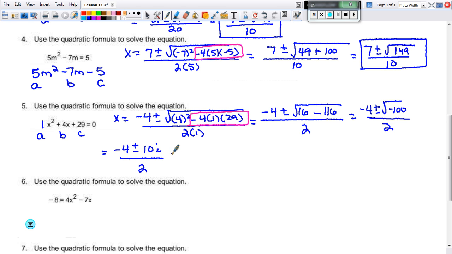We can divide all these by 2, so cut them in half. Half of negative 4 is negative 2, plus or minus half of 10 is 5, 5i, and then over half of 2 is 1, so you don't leave it as a fraction. You don't have a fraction as an answer. So this is the answer to this one. You're done.